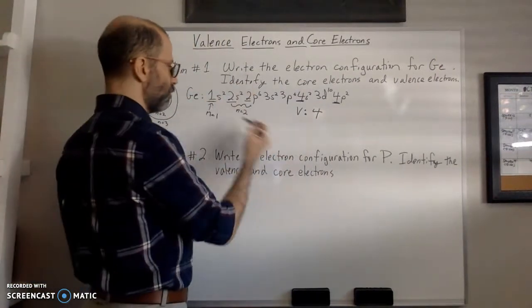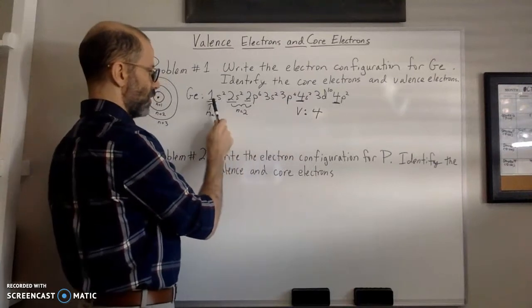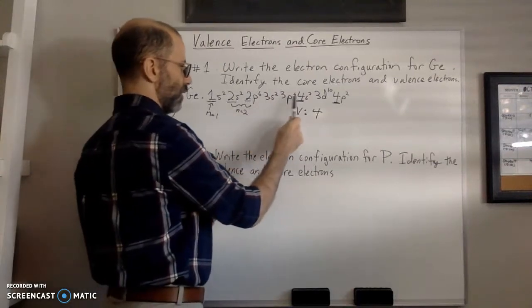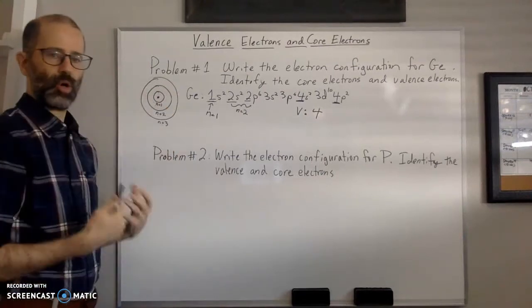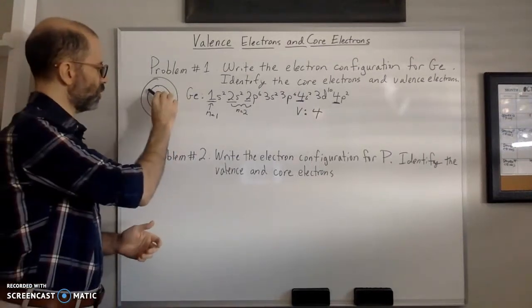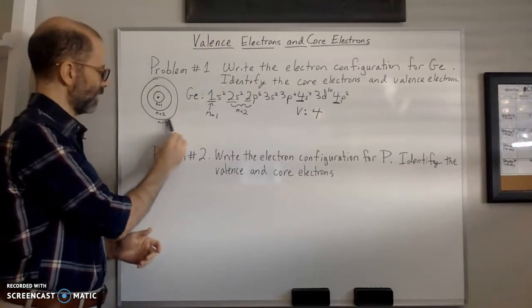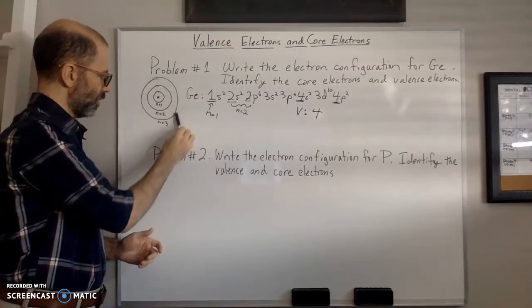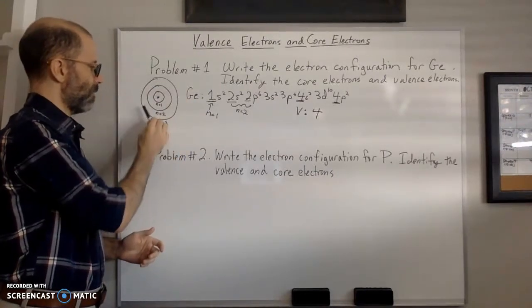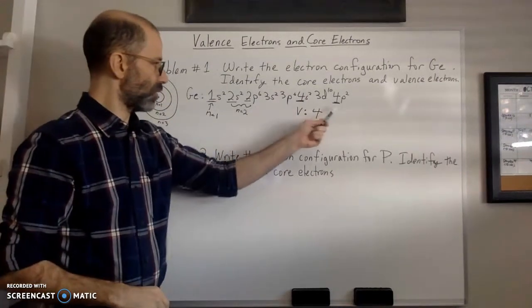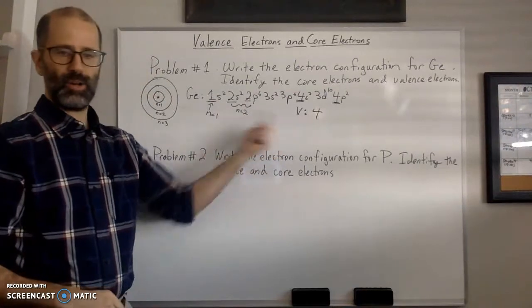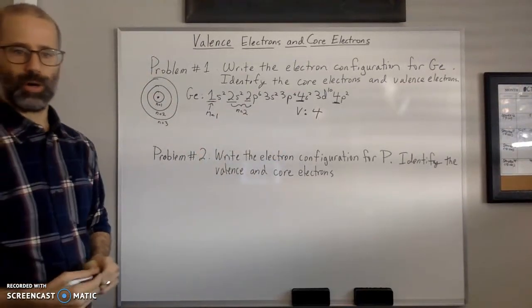The rest of the electrons, the ones that are at the lower energy levels, those are going to be inside, so we call that core. So these would be the core electrons, anything that's inside the highest energy level. That's going to be considered core. So the valence electrons are these. Everyone else is considered core.